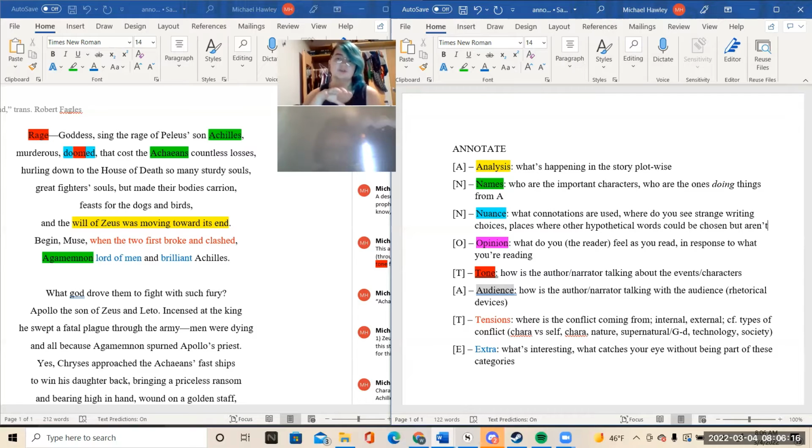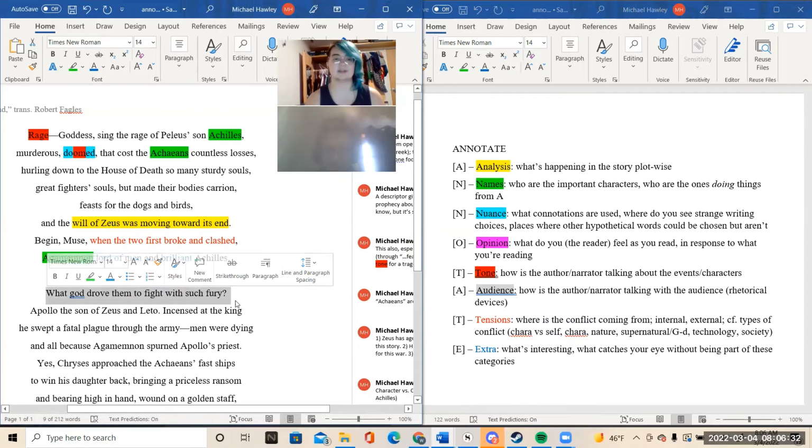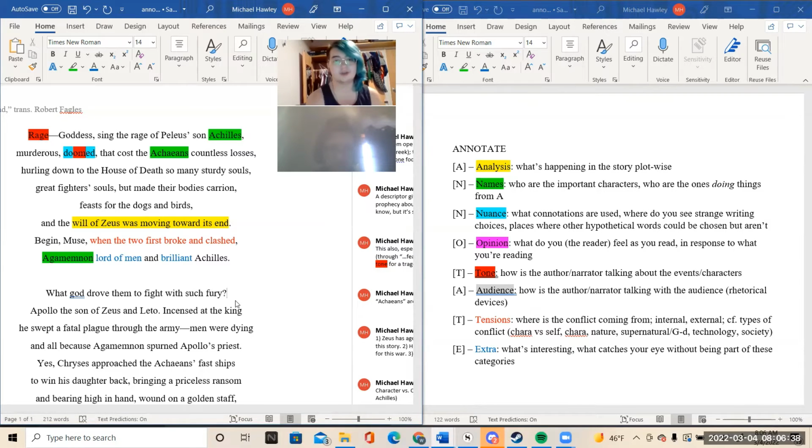Audience, which is tone, but more purposeful, even though tone is also on purpose, but like, how is the author or narrator speaking to the audience themselves? Like with the beginning of the second stanza in the Iliad, there's a rhetorical question. The narrator doesn't just imply that there is an audience, but directly talks to them.